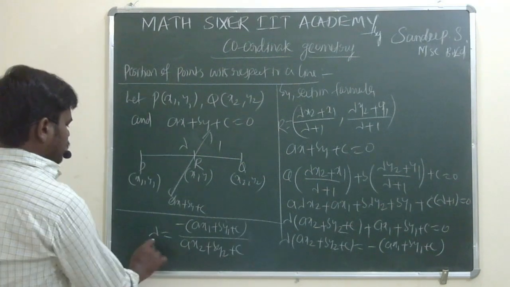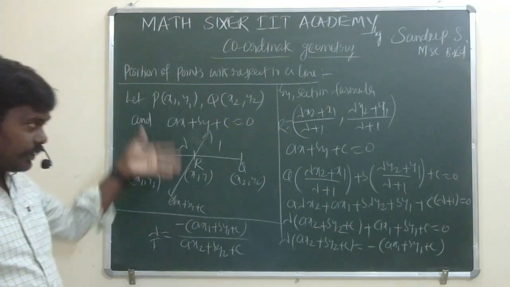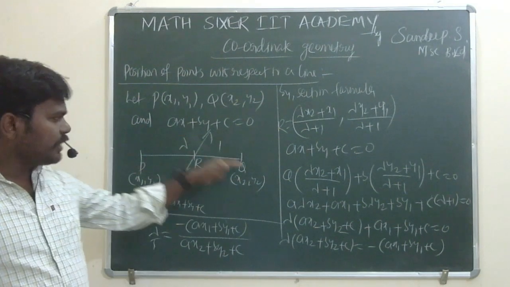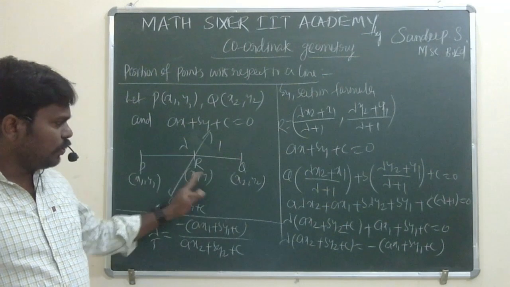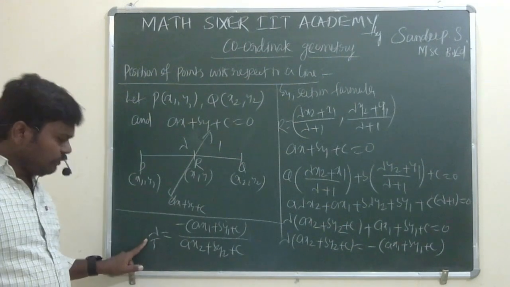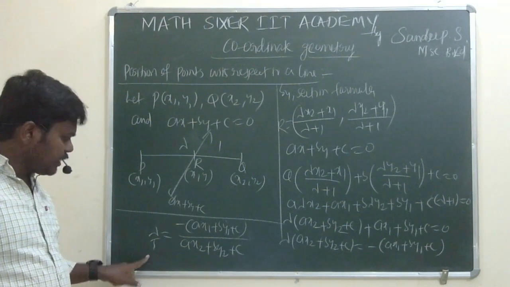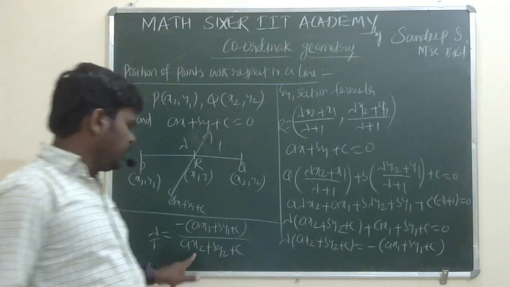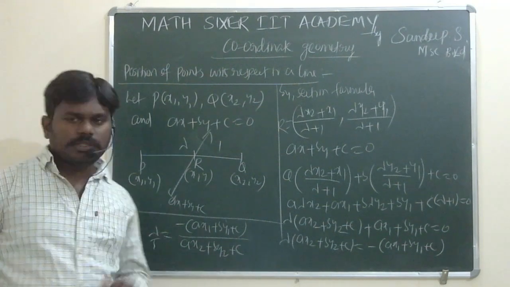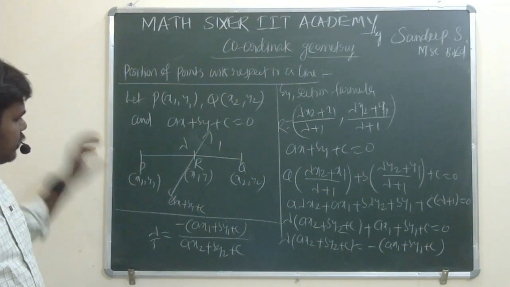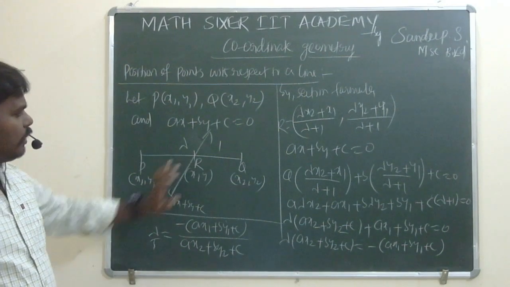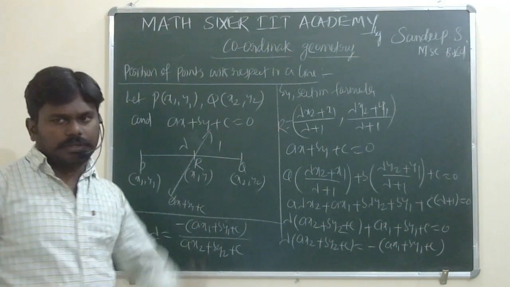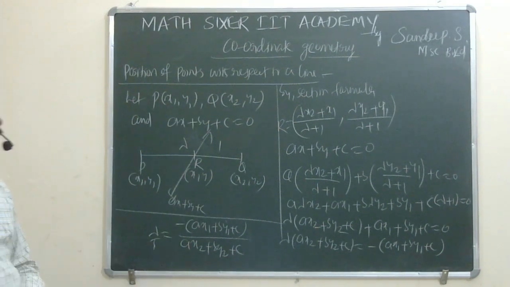That means the point R, where the line ax + by + c divides the line segment PQ in the ratio lambda : 1, is equal to minus (ax1 + by1 + c) divided by (ax2 + by2 + c). Okay, so this is only about the ratio in which the line is dividing the line segment. Next we will see.